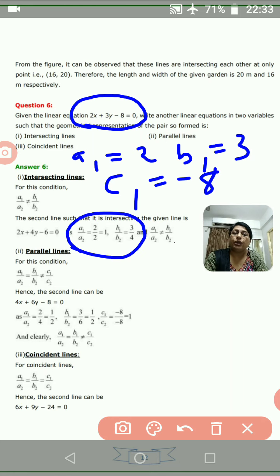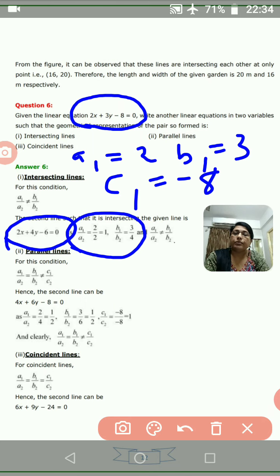So you can solve these equations yourself also. You can solve in your own way also. You can take any other numbers for this a2 and b2 also. So you try other equations also. I have written here 2x plus 4y minus 6 is equal to 0. C2 I can take any number, but a1, b1, a2 and b2 I will take in such a way that I will get a1 upon a2 not equal to b1 upon b2.